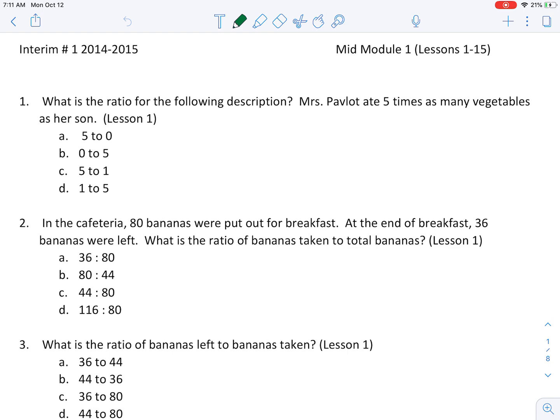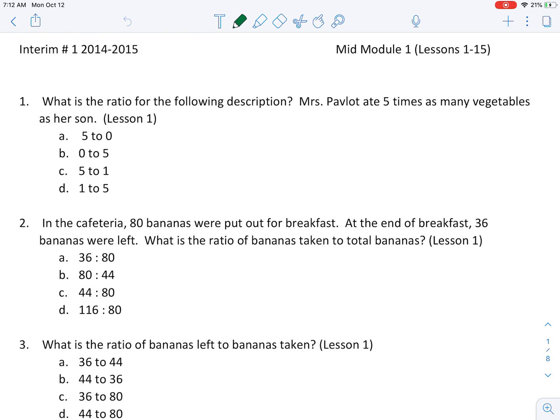It's going to be the last week of the 9 weeks, so we need to get this stuff done. I'm going to go over the mid-module review that we did, lessons 1 through 15. There's, I believe, 22 problems, so let's go ahead and get started.